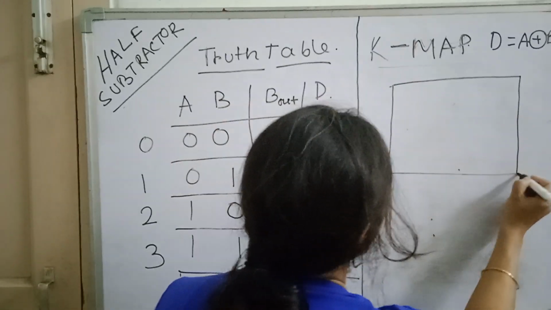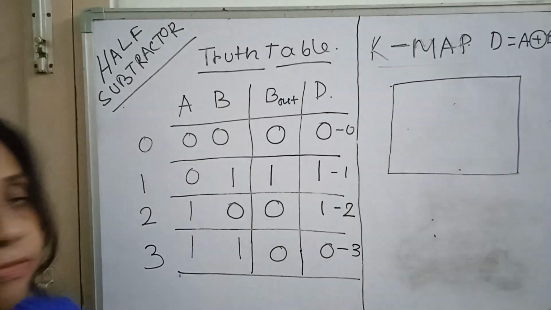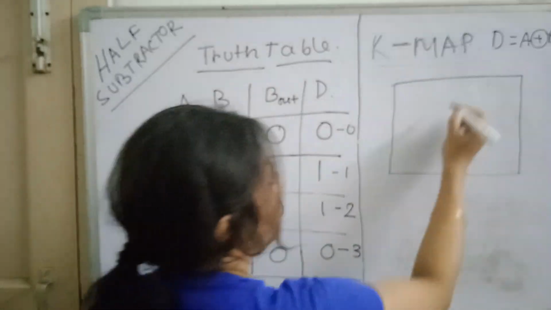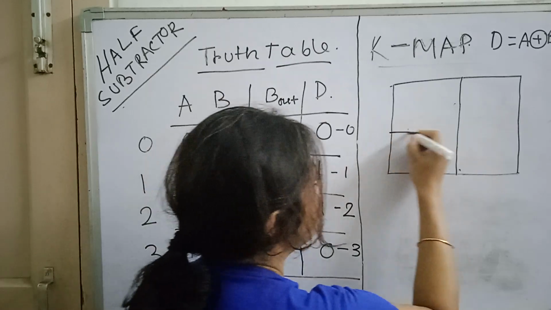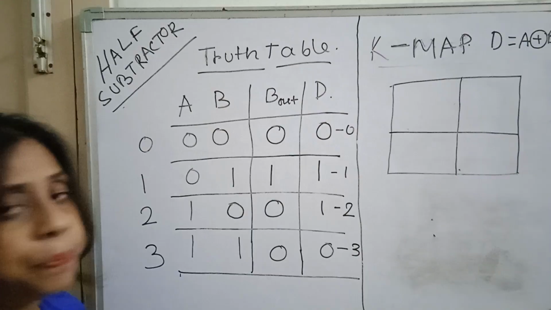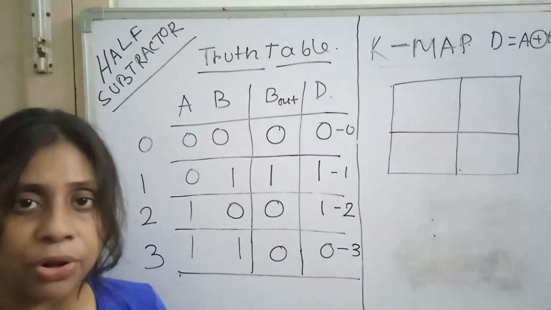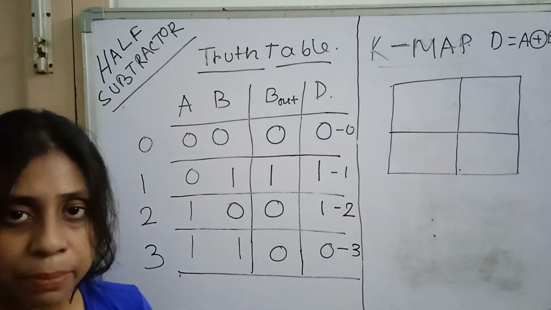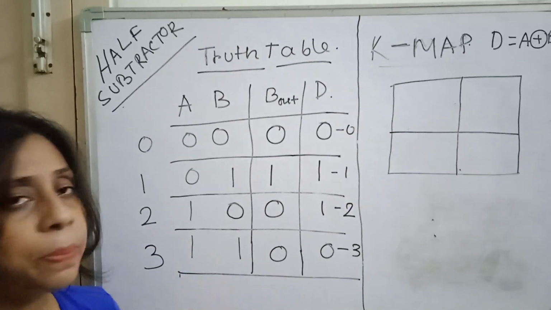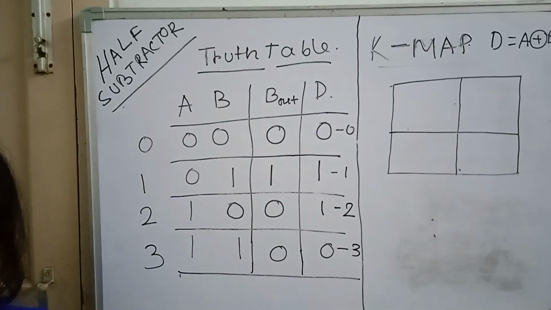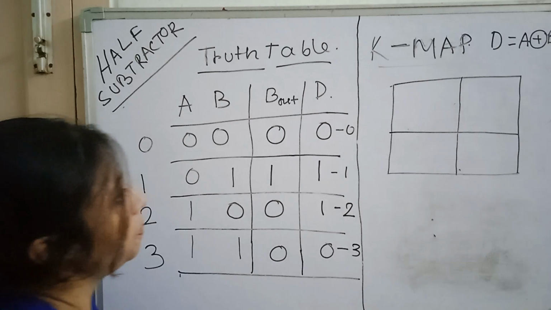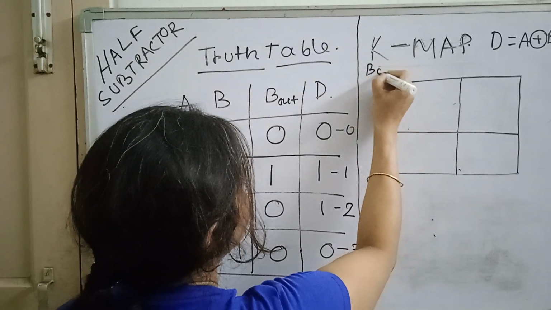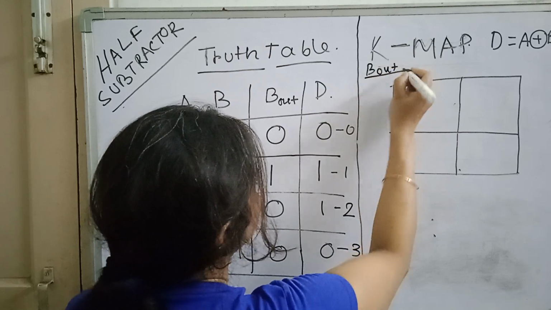How many boxes will be there? Again there will be 4 boxes because there are 2 input lines. The number of boxes in a KMAP is always equal to 2 to the power of the number of input lines. Here there are 2 input lines, so the number of boxes will be 2 to the power of 2, which is equal to 4. Now this is the KMAP for B out.